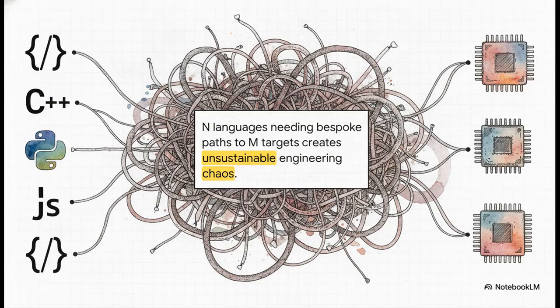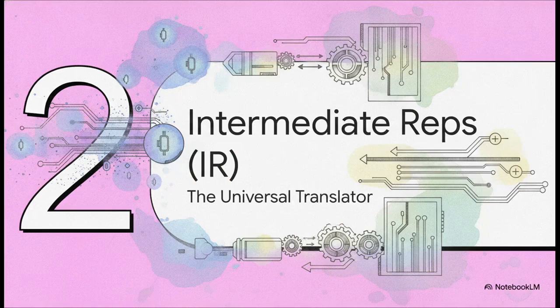And this perfectly illustrates what's known as the N times M problem. Without a unified approach, every single time a new language or a new hardware target is created, developers would have to sit down and write a completely separate custom-built translation path. You multiply N languages by M hardware targets, and you get absolutely unsustainable engineering chaos. It just doesn't scale. Moving right along to Section 2, Intermediate Representations, or IR, basically the universal translator.